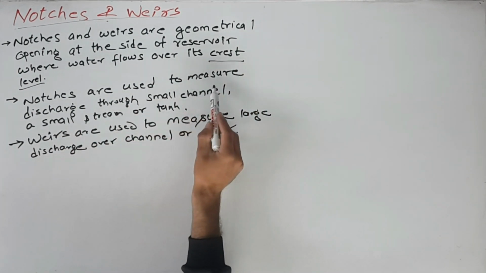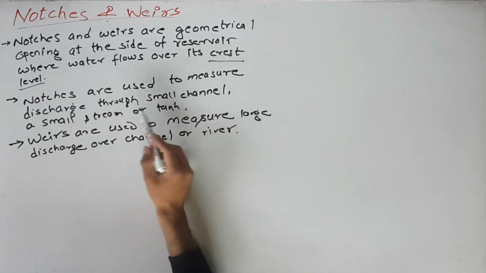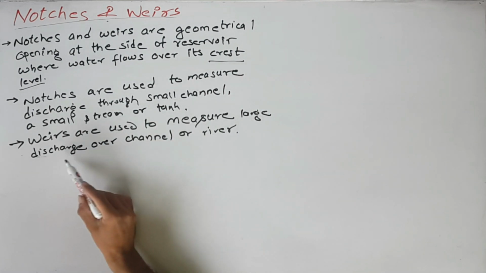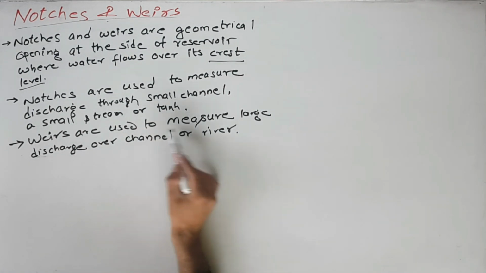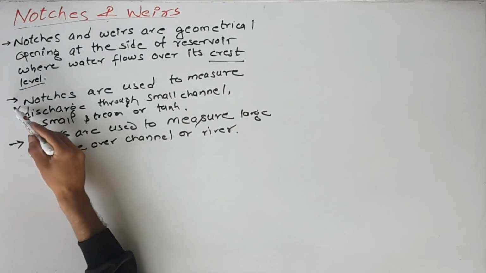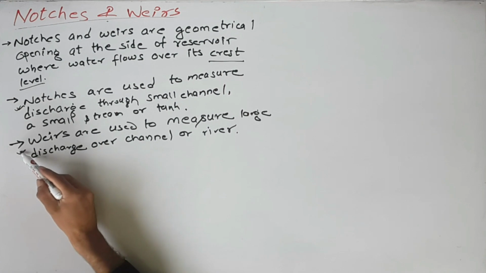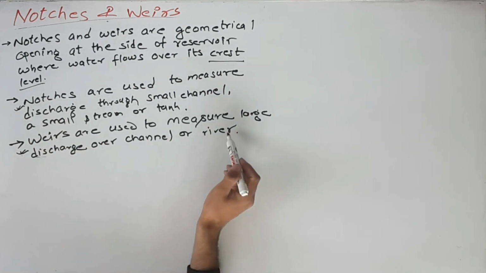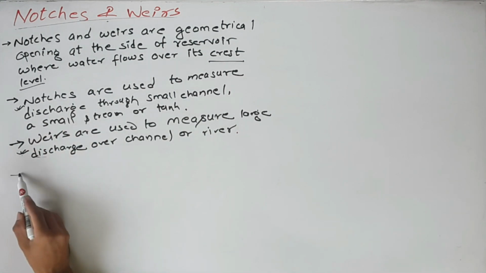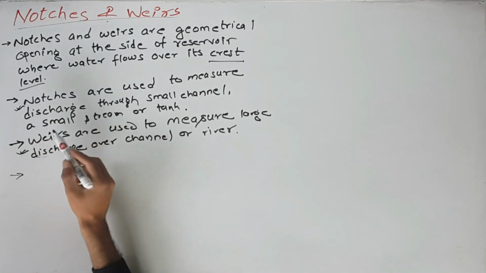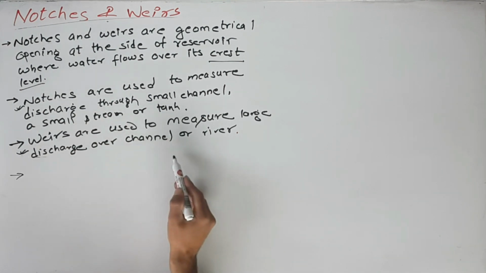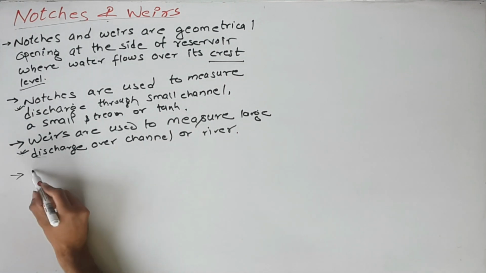Notches are used to measure the discharge through a small channel, and weirs are used to measure the discharge through a channel or reservoir with large flow. So notches are used for small and weirs are used for large discharge measurement. Notches are made up of metal and weirs are made up of masonry structure.